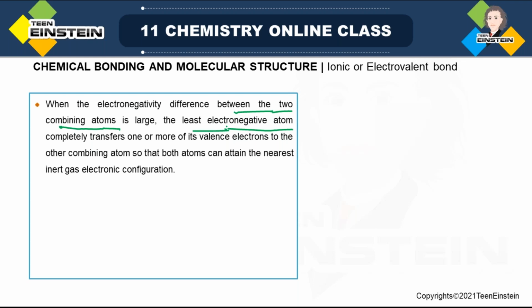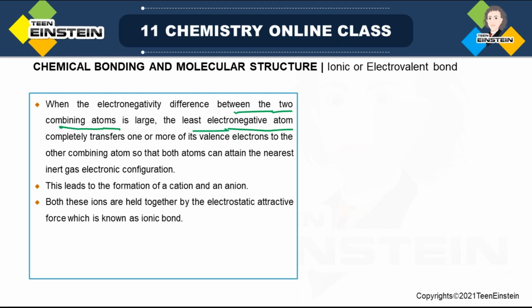And what is the purpose of doing this? What is the motto they want to achieve? Their motto is to achieve the nearest noble gas configuration, that is, inert gas configuration. That is the purpose, okay? Because inert gas configuration is a stable configuration. So that is why one is giving an electron, another one is accepting, and once they have completed this process, they will achieve the next inert gas configuration or previous inert gas configuration. Fine.